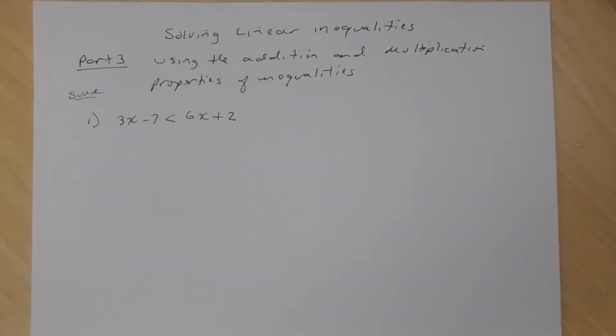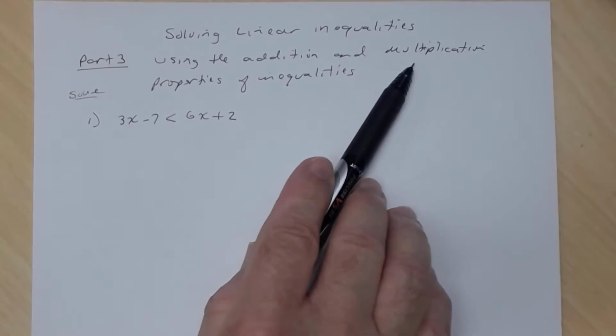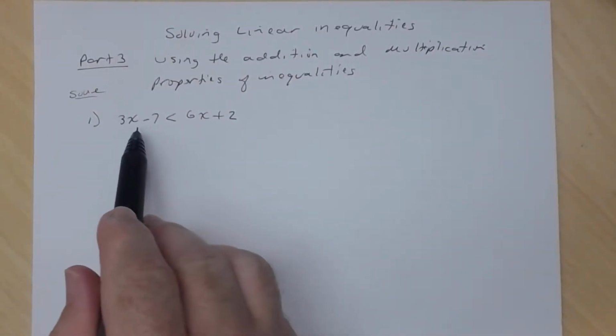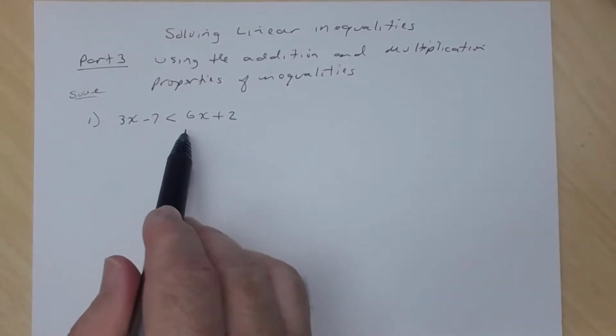Okay, so in part 3 of solving linear inequalities, we're going to continue discussing solving linear inequalities using the addition and multiplication properties of inequality. In number 1, you have the inequality 3x minus 7 is less than 6x plus 2.